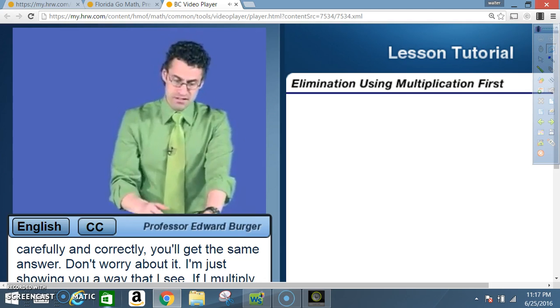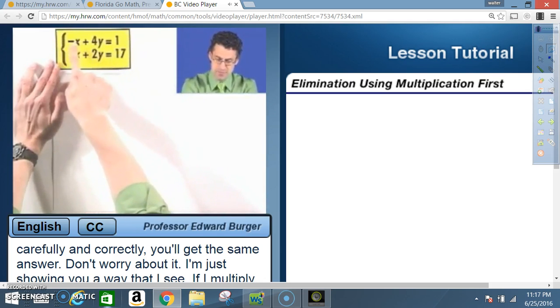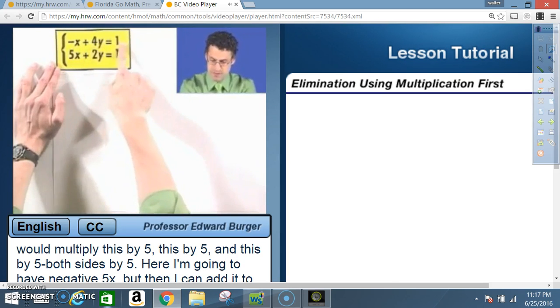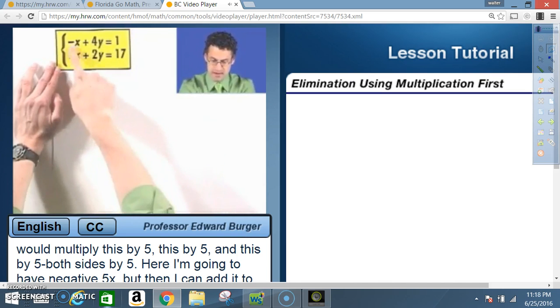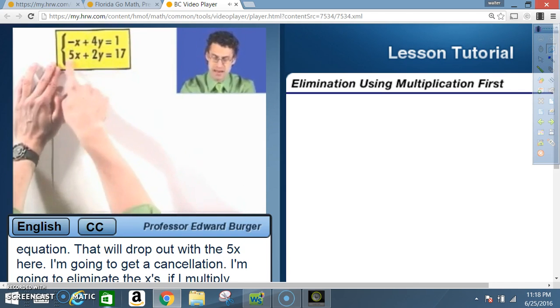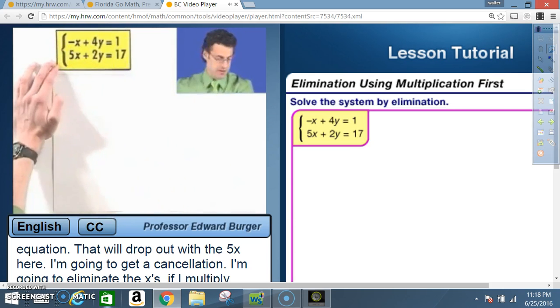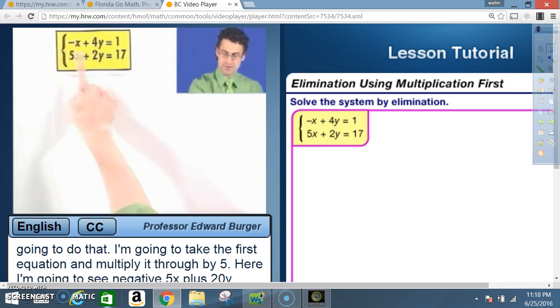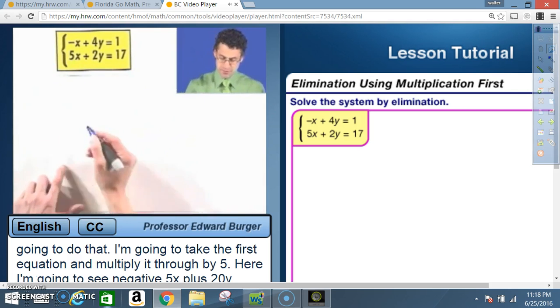So if I multiply through by 5, I multiply this by 5, this by 5, and this by 5, both sides by 5. Here I'm going to have a negative 5x. But then I could add it to the second equation, and that will drop out with the 5x here. So I'm going to get a cancellation. I'm going to eliminate the x's if I multiply through by 5. So I'm going to take the first equation and multiply it through by 5.